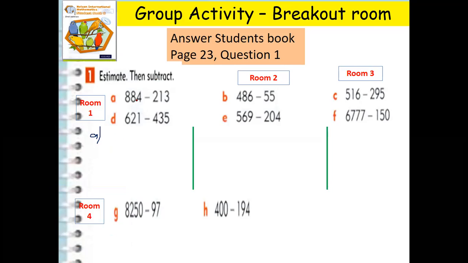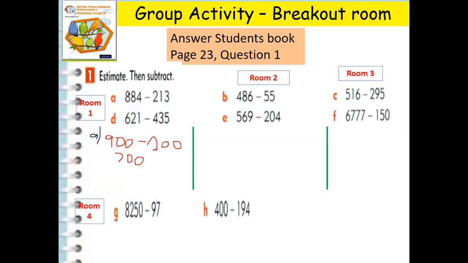So this will be 884 rounded to the nearest 100 is 900 minus 213 is 200. Okay, so if we subtract them, it will give us 700.